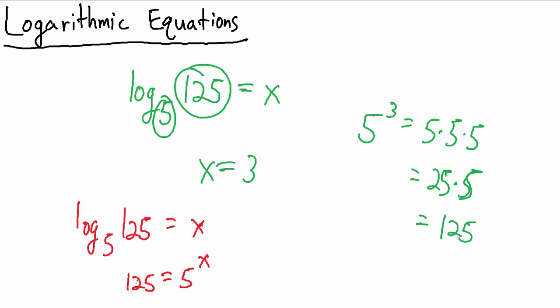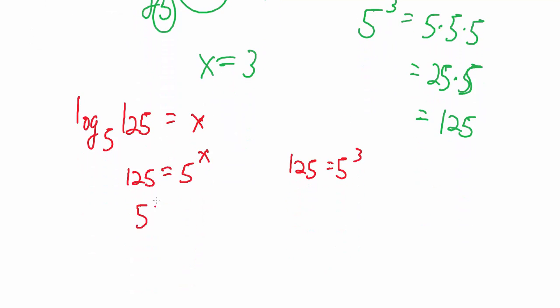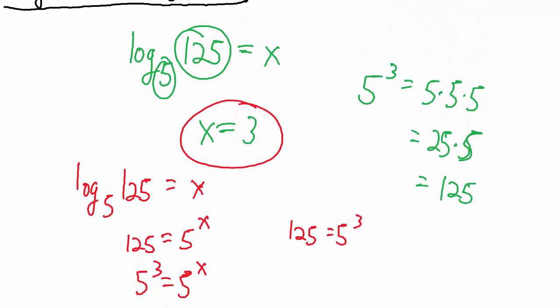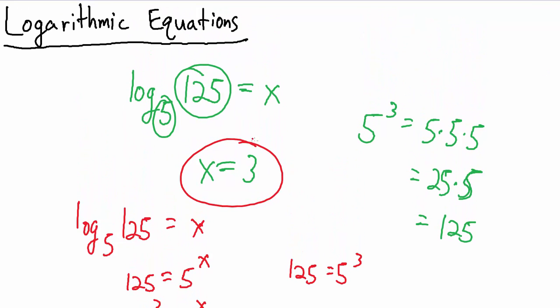Because then you could say, okay, I know 125 is 5 cubed. Therefore, I can just say 5 cubed equals 5 to the power x. And then you could use the techniques that we talked about for solving exponential equations. Here we have base 5, base 5. Same base on both sides means we equate the exponents and we get 3 equals x, which is what we had above. And again, you should always check your answer when you solve logarithmic equations.